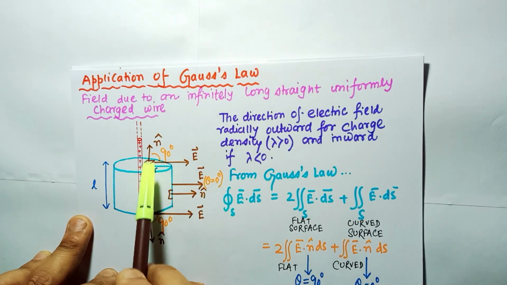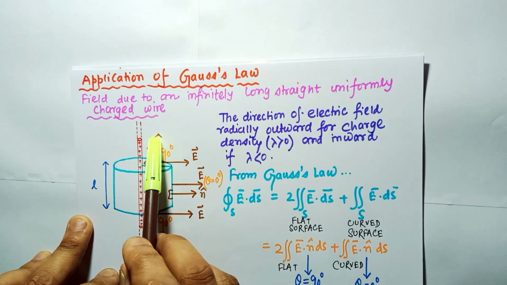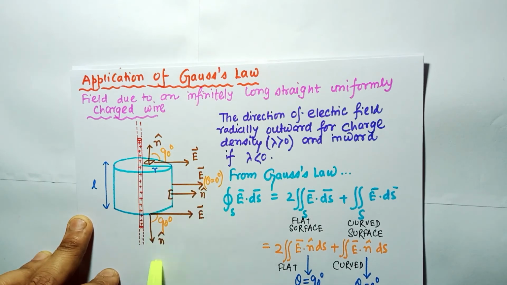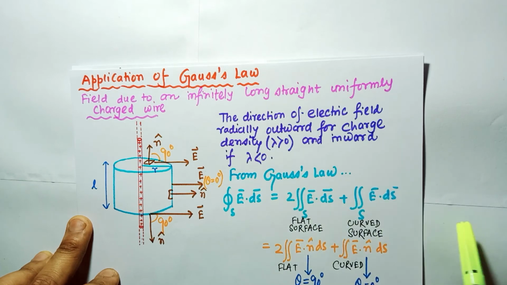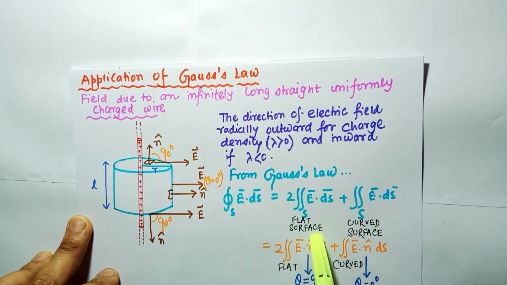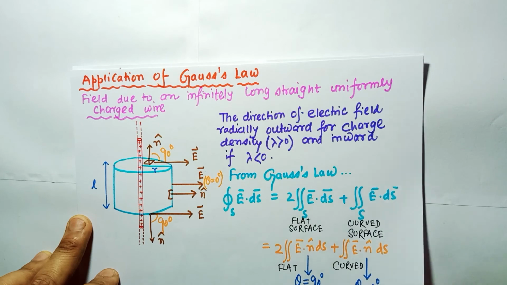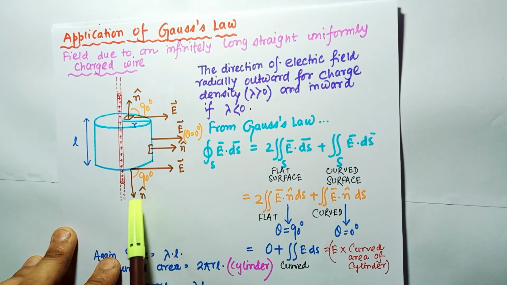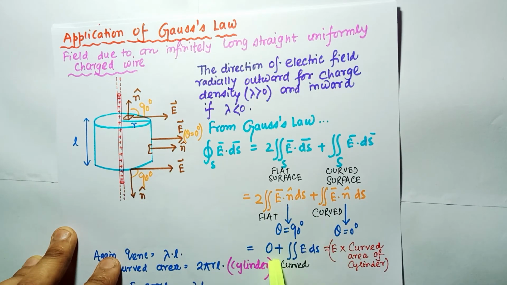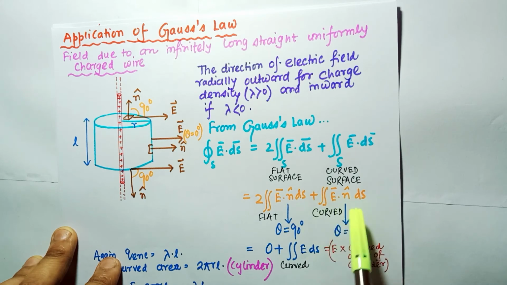For the two flat surfaces, the normal to the surface and the electric field are at 90 degrees. From Gauss's law, the closed surface integral of E dot dS contains three terms: two for the flat surfaces and one for the curved surface. For the flat surfaces, the electric field and the normal are at 90 degrees, so the contribution becomes 0 because cos 90 degrees is 0. For the curved surface it has a finite value, so the surface integral becomes E dS.